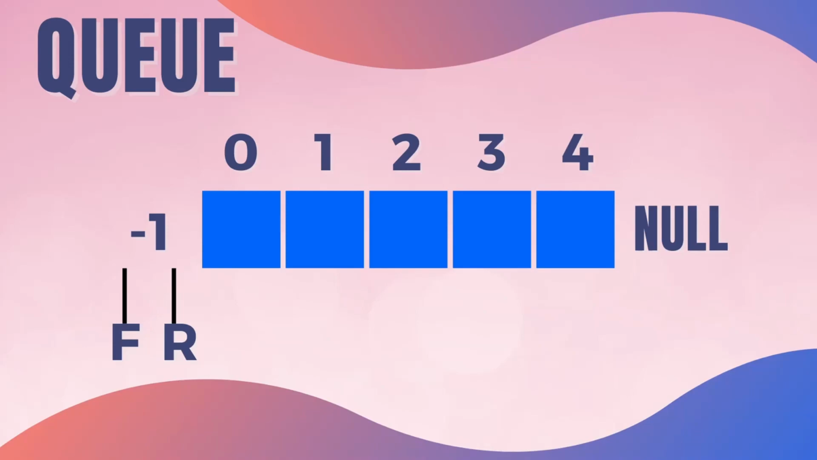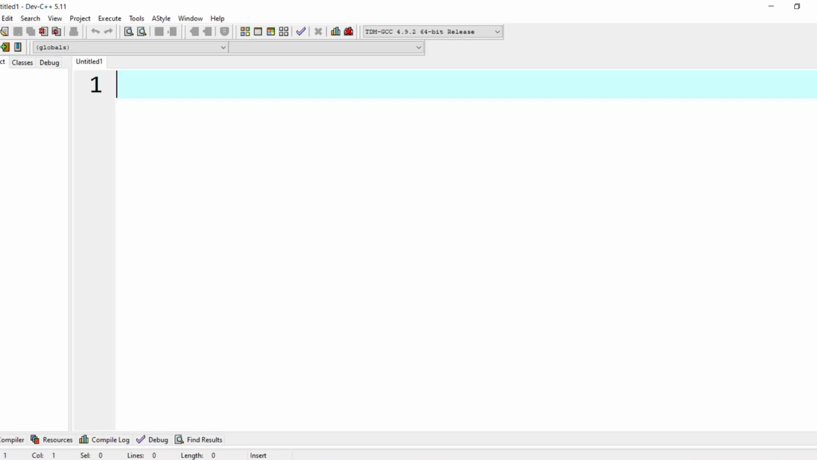Welcome. In this video, I will write a C++ program to implement queue. In this program, we will test enqueue, dequeue, peek, and empty functions of queue. For this purpose, we will use Dev C++ tool. This is our tool Dev C++, where I have to write our C++ program.